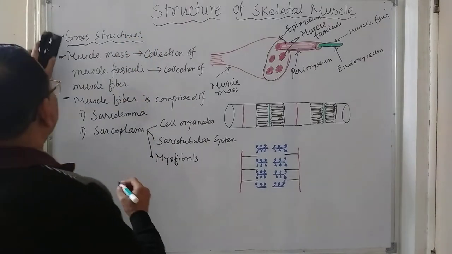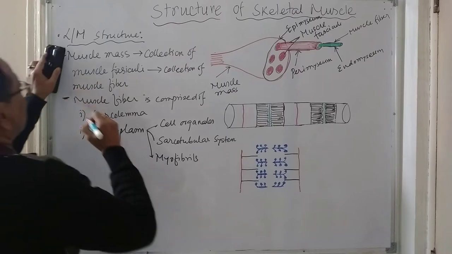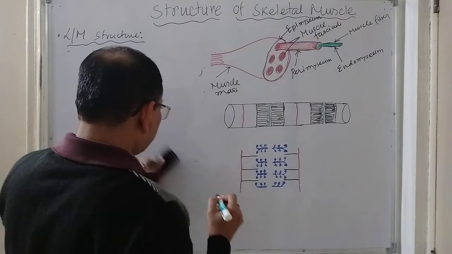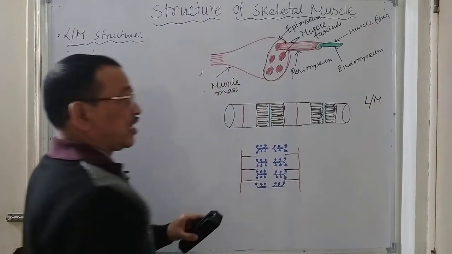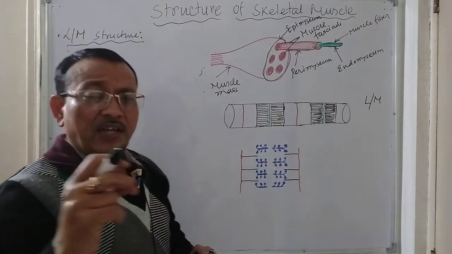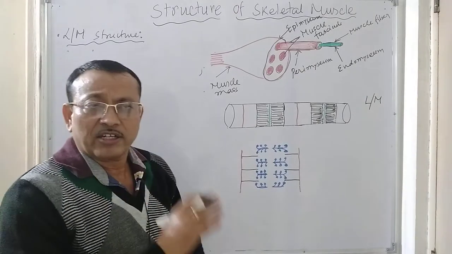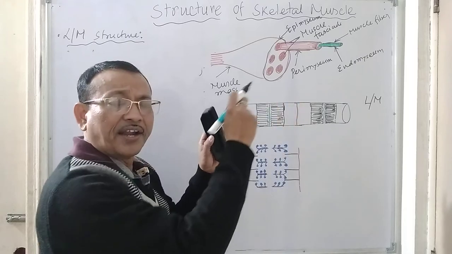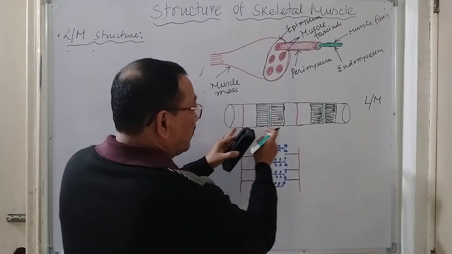Now regarding the light microscopic structure, so this is the light microscopic structure of the skeletal muscle. So each muscle fiber, this is a single muscle fiber. If a beam of polarized light is passed through the light microscope and the single muscle fiber is seen under this light microscope, then what will we see? We'll see alternate light bands and dark bands.